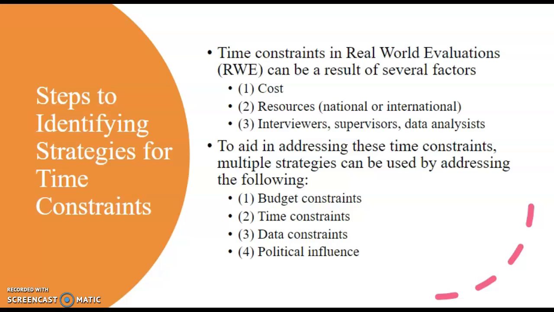Time constraints in real-world evaluations are a result of budgetary concerns, internal and external factors, and the resources involved with interviewers, supervisors, and data analysts. Strategies to aid in addressing time constraints involve addressing budget constraints, time constraints, data constraints, and political influence. During the planning phase of an evaluation, budgetary concerns can either hinder or improve the plan for evaluation. While planning an evaluation, there is a need to rationalize data needs, assess need for resource persons, commission preparatory studies, reduce sample size, and format critical data for impact analysis.